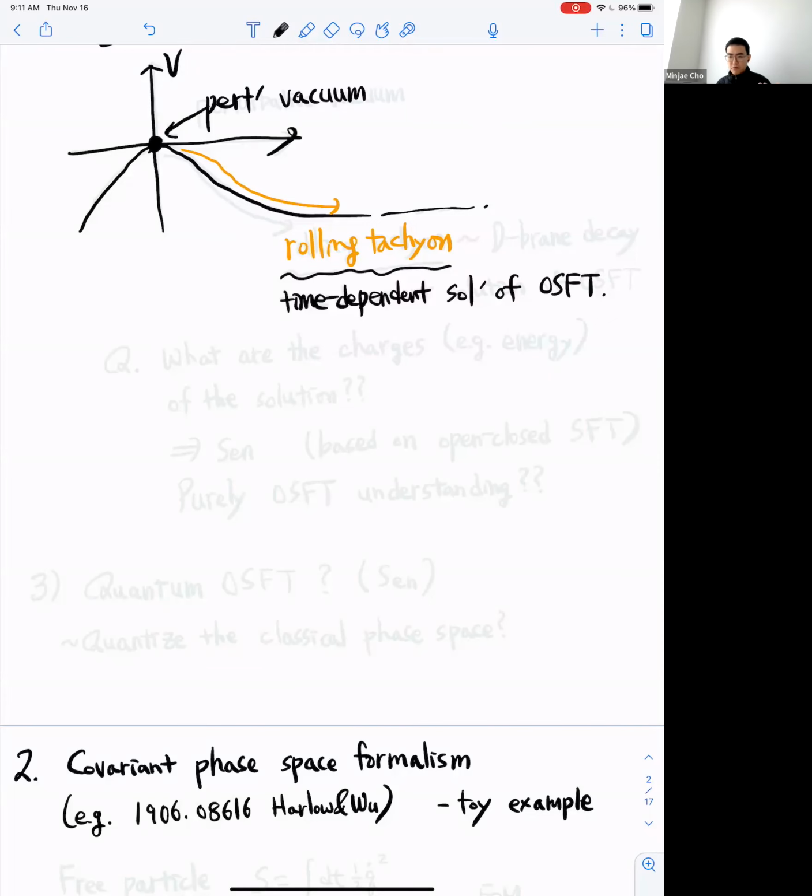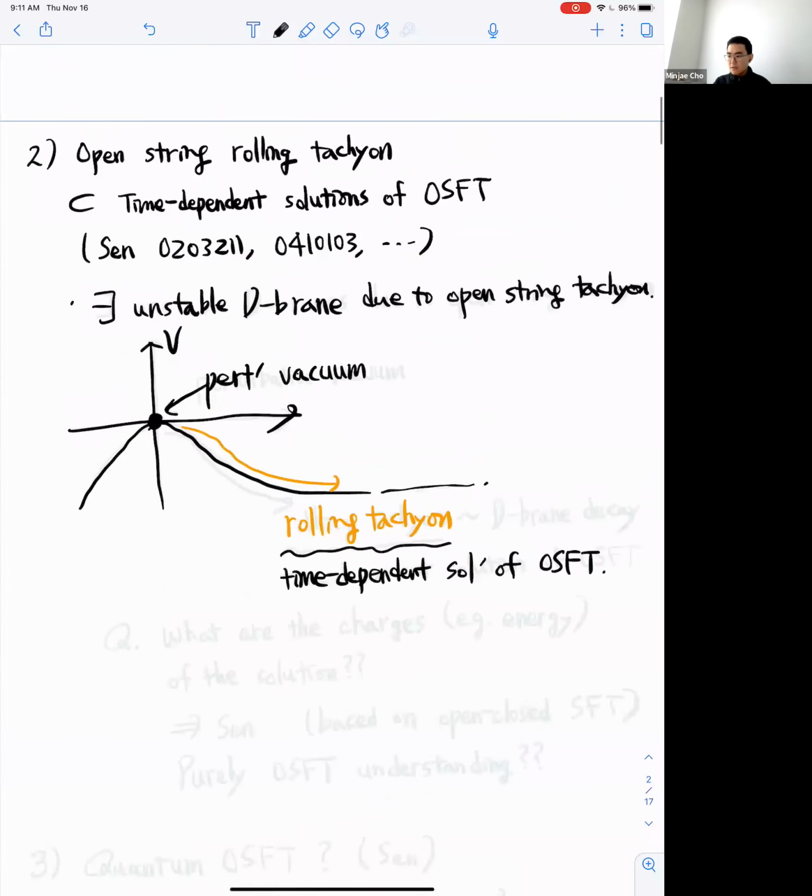And it turns out that one can actually construct such solutions. What Ashoke noticed in his seminal paper was that there are two pictures. You can construct a solution perturbatively in terms of the deformation. Well, you can also construct the exact boundary state corresponding to this time-dependent solution.